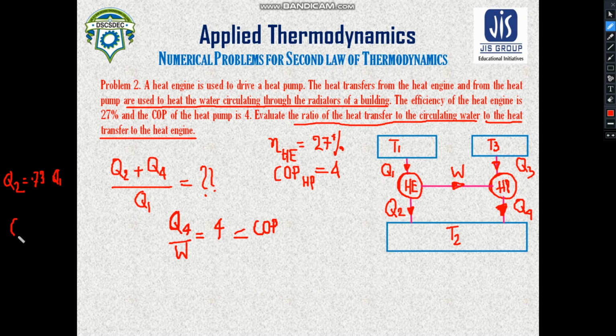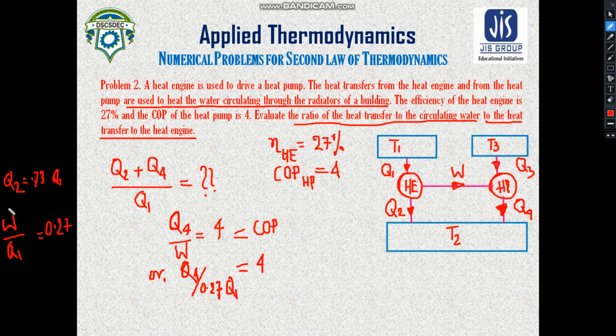Now Q1 by W was equal to 0.27. Okay, so W... very sorry, W by Q1 was equal to 0.27. Okay, so here you can write Q4 divided by 0.27 Q1 is equal to 4.